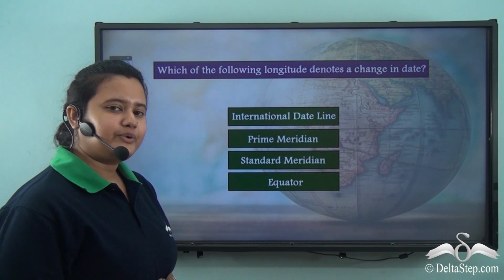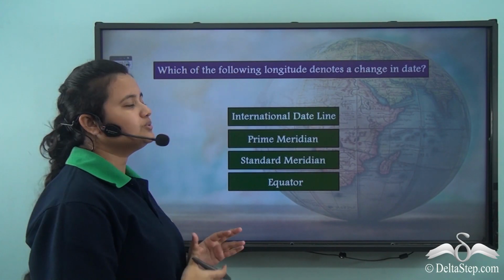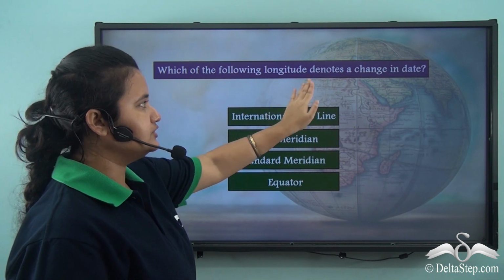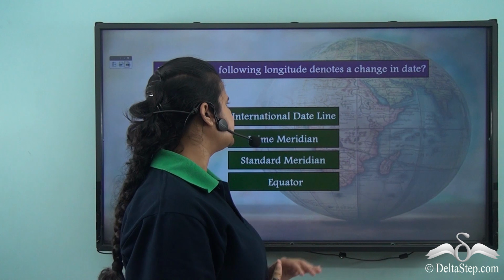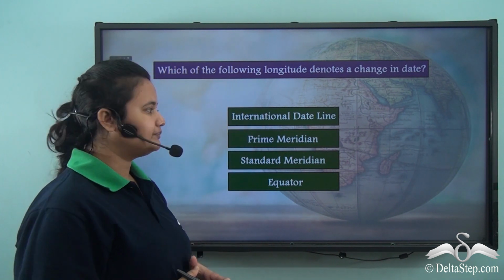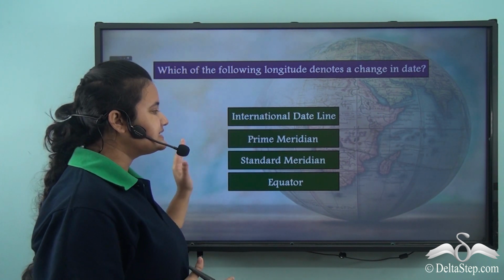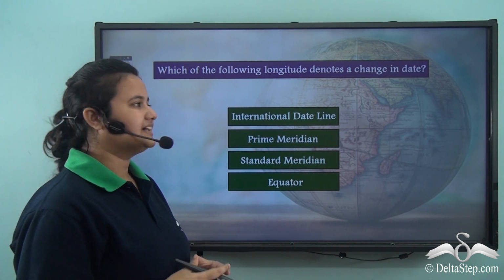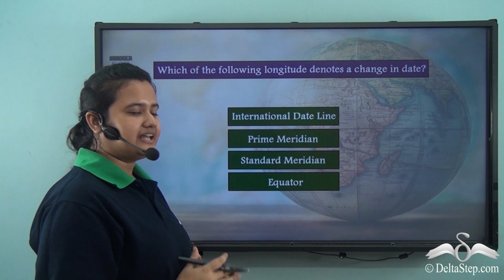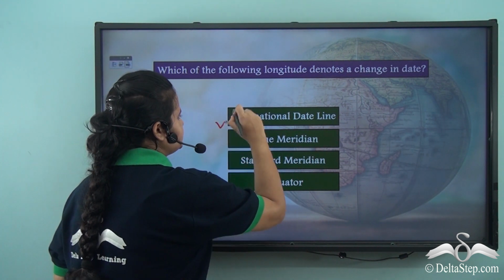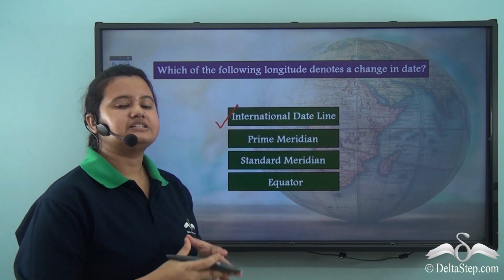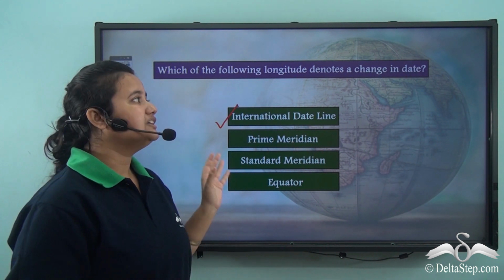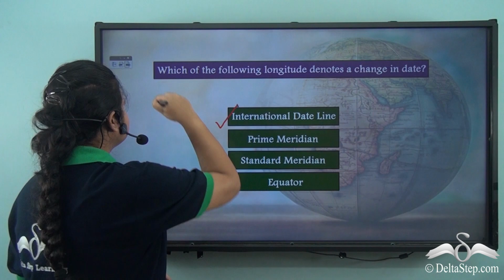Now before we proceed with our lesson, let us try to answer this question. Which of the following longitudes denotes a change in date? International date line, prime meridian, standard meridian, or the equator? Yes, the correct answer is IDL, or the international date line. The international date line, or 180-degree longitude, denotes a change in date.